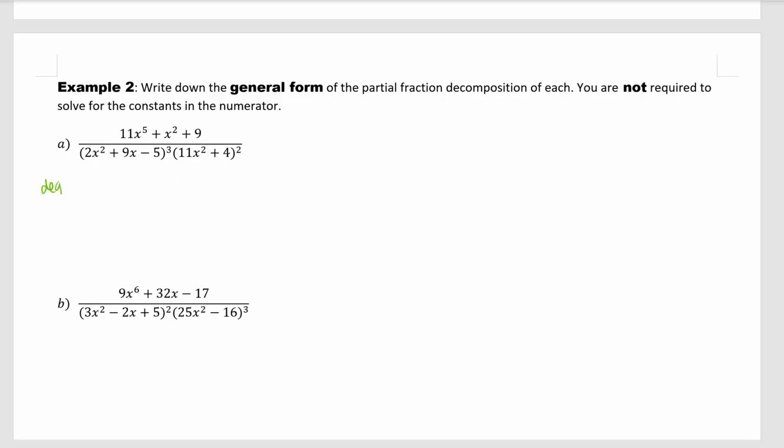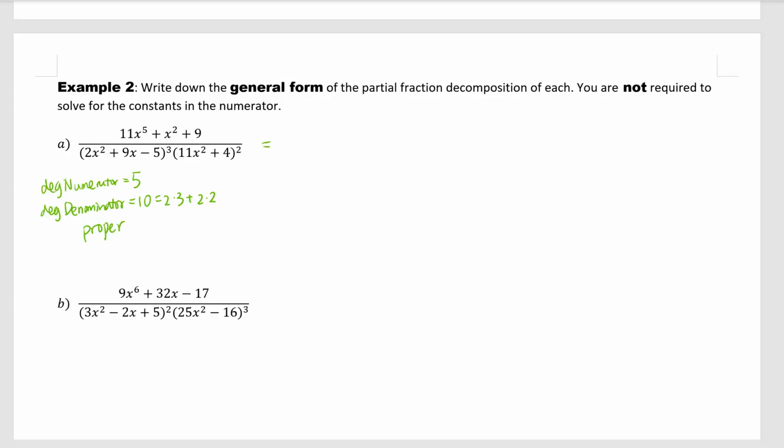Okay? So the degree of the numerator is 5. The degree of the denominator is 10. Why 10? 2 times 3 plus 2 times 2. Okay, so this guy is proper. So remember, if it's improper, then you need to use long division. Okay, now how do we set it up?